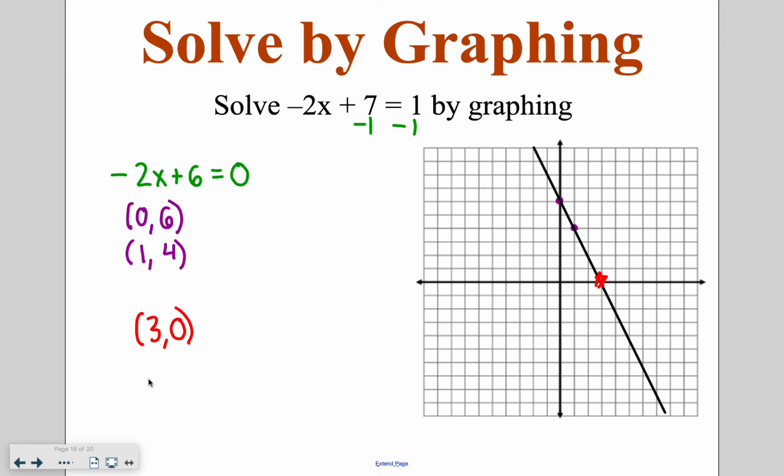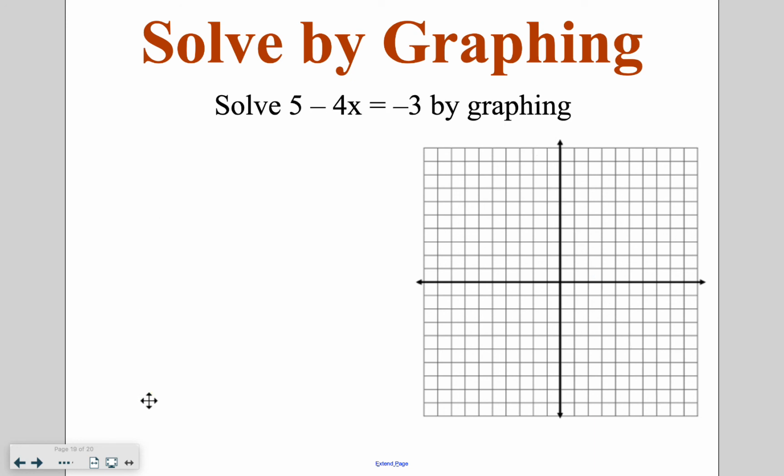This means your solution to the problem is x is equal to 3. So your x-intercepts are the solutions when you are looking at a graph. So once again, once you graph your problem, your x-intercept is your solution. Go ahead and try this one on your own.